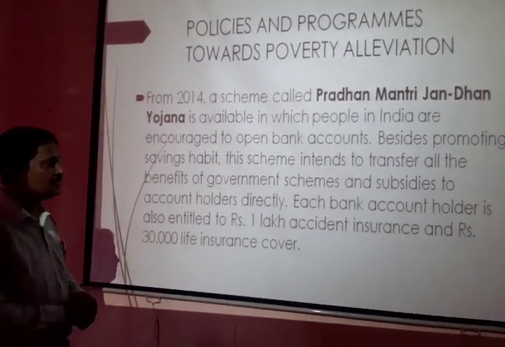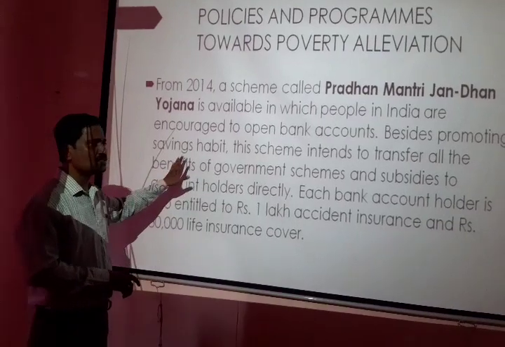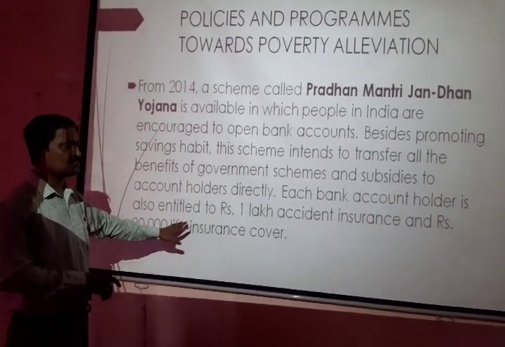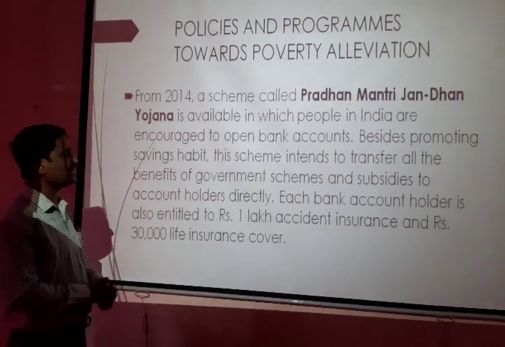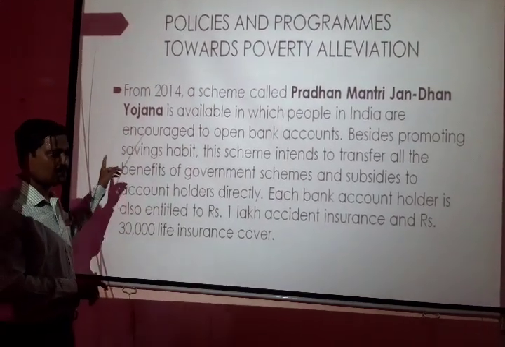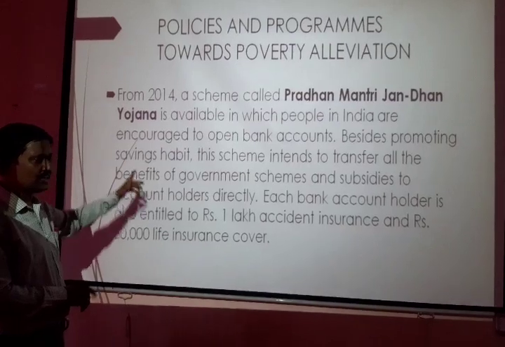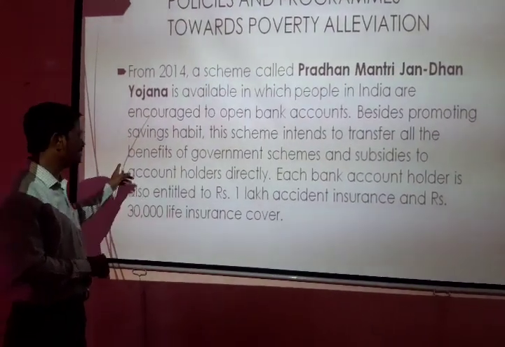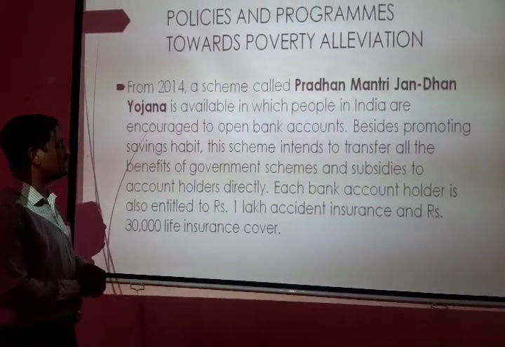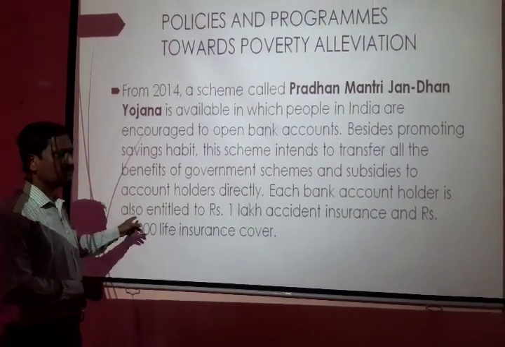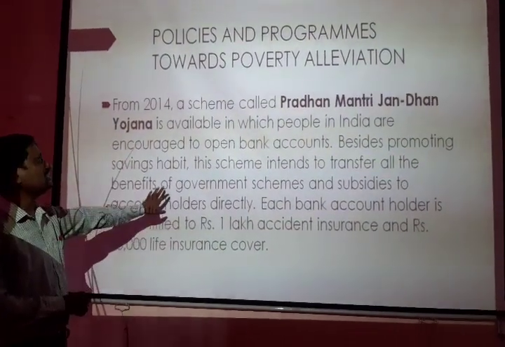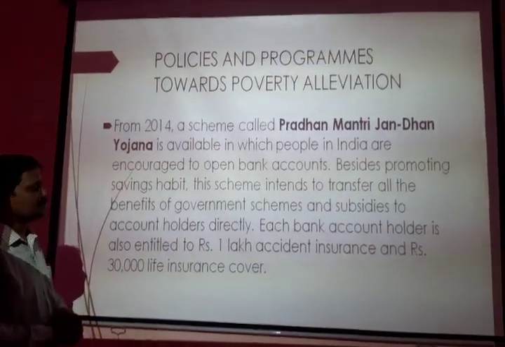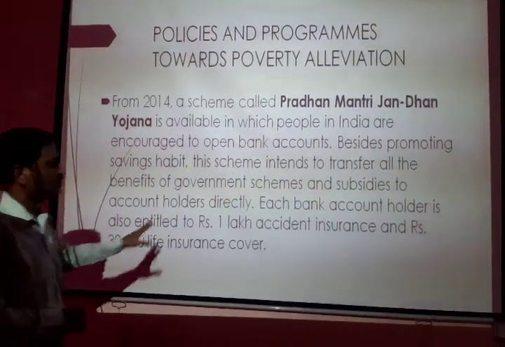So here we have discussed three dimensions of poverty alleviation programs. One is the growth-oriented approach, the second is poverty alleviation programs, and the third is the minimum need program. In this way we can eliminate poverty in India. So that's all.